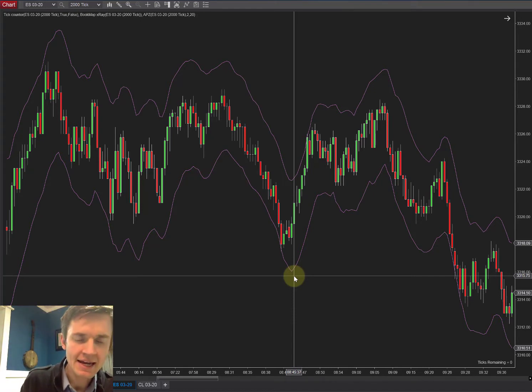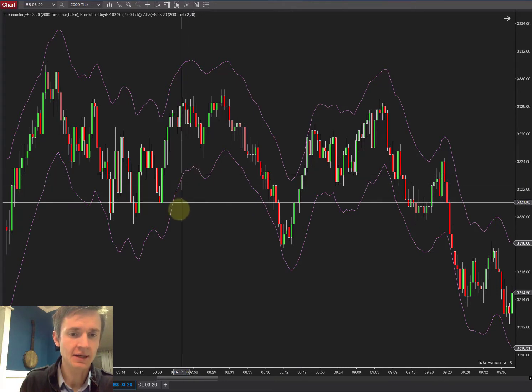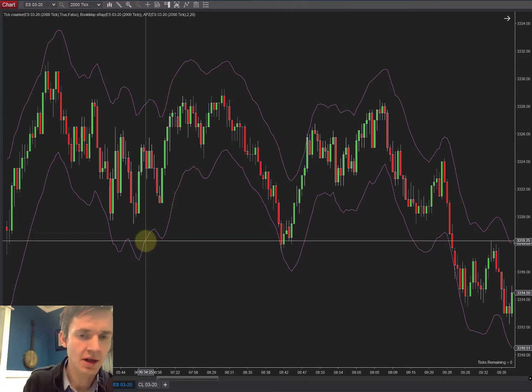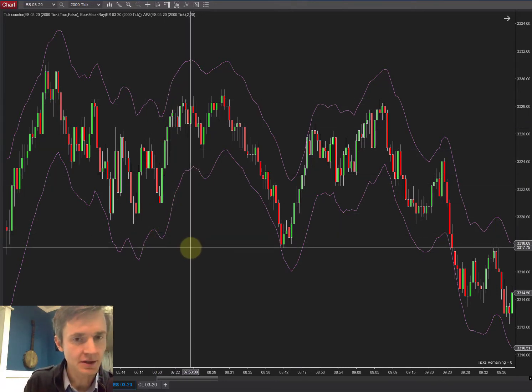It's the APZ, or the Adaptive Price Zone Indicator. It is a reversal indicator, very easy to understand. It's very simple. Essentially what you have are two lines. We've got an upper line and we've got a lower line, and they are basically just exponential moving averages.